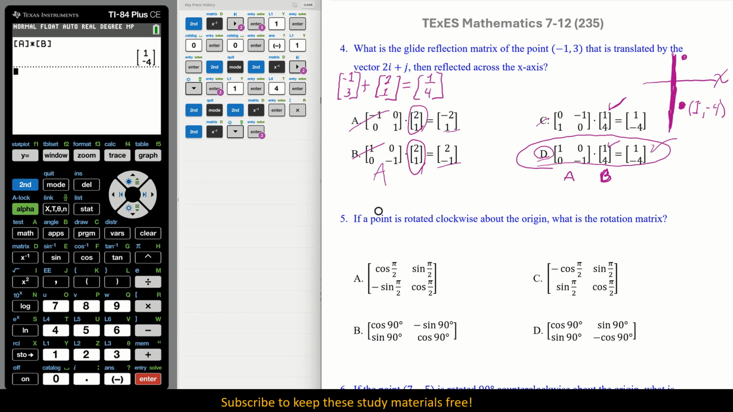Okay, now let's talk about number 5. If a point is rotated clockwise about the origin, what is the rotation matrix? Now, this is different. We have a situation that has a sine with a pi over 2. Well, that's radians. So we have a mixture of answers with radians and degrees. Well, either one could be correct.